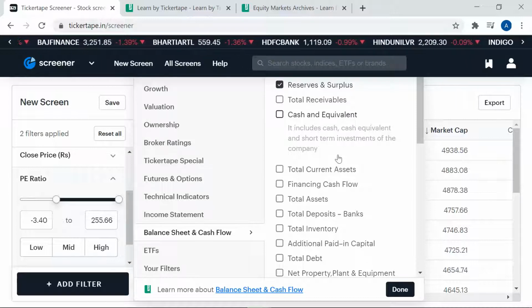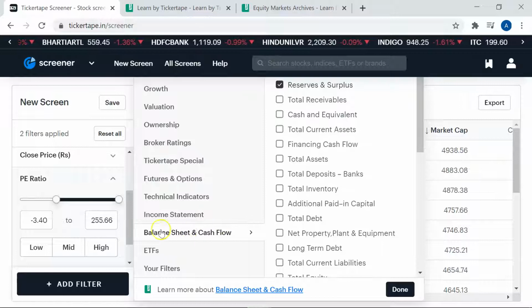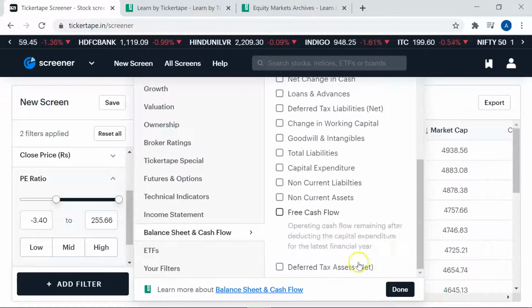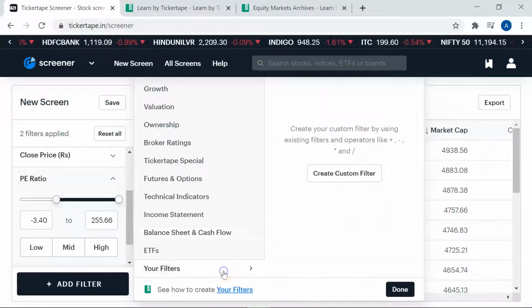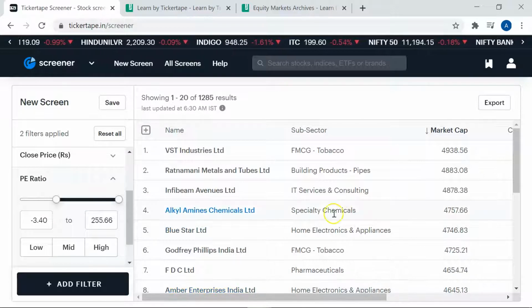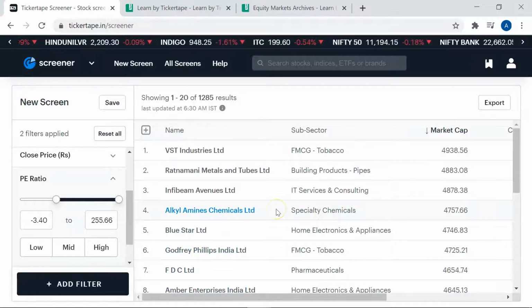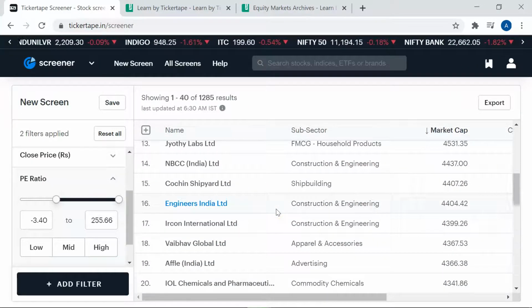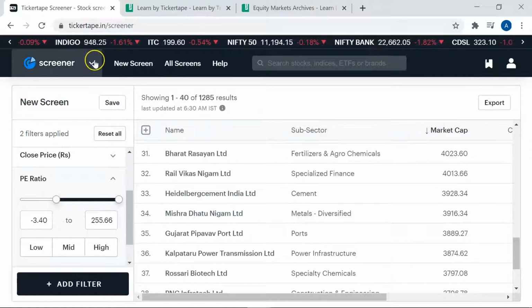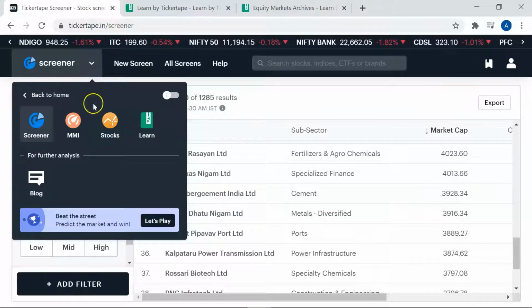and check their P&L statement and their balance sheet for each and every financial year. It's a tedious process. So all you can do is come here, balance sheet and cash flow, reserves and surplus. You can just tick that option and press done. So it's a very good thing. It provides a lot of fine tuning here. That is all we can do with the screener.